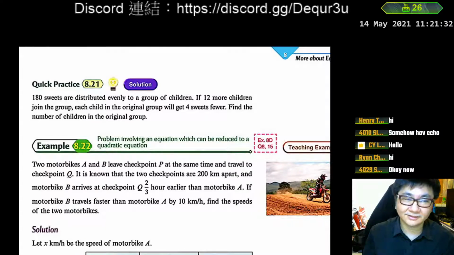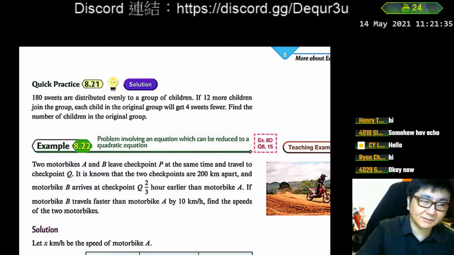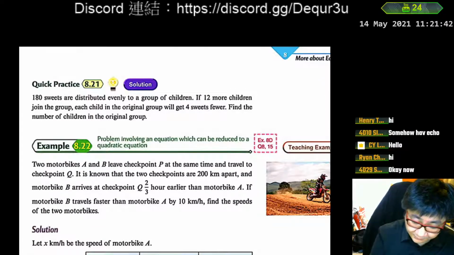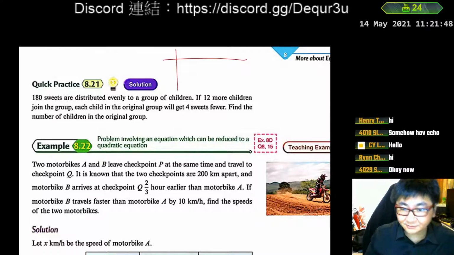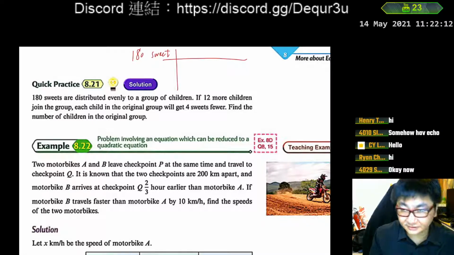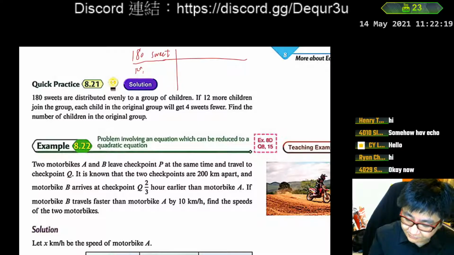Doing this, I would suggest usually making a table to show the change will be good. Therefore, I also show this by making a table. Oh, sorry, I make it thicker lines. Right, make a table to show the change. At the beginning, altogether there are 180 sweets. And at the beginning, there are probably 2 kinds of information. One is the number of children, and the other is how many each of them get. Therefore, number of children. What happened to the pen?